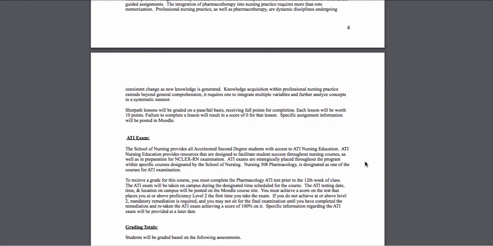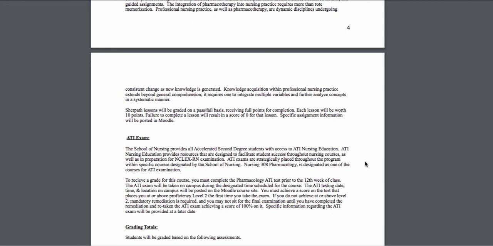The course ATI exam, we'll discuss this as we move through the course a little bit more. The School of Nursing provides all accelerated second degree students with access to ATI nursing education. We'll discuss this more because it's a little bit different with your group, because you're actually not directly in the program at this moment. So it's set up a little bit differently, and we'll talk about that as we move through the course. But to receive a final grade for this course, you must complete the pharmacology ATI test prior to the 12th week of class. Typically, it's like week 11 that we do it, and we do meet on campus for the exam. So that's the only time that we meet on campus is for the ATI exam.